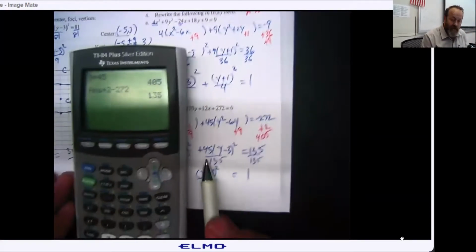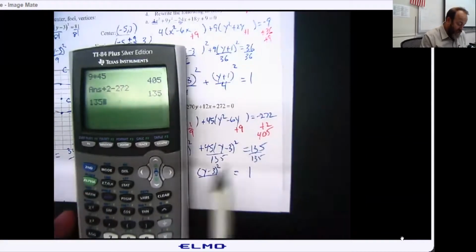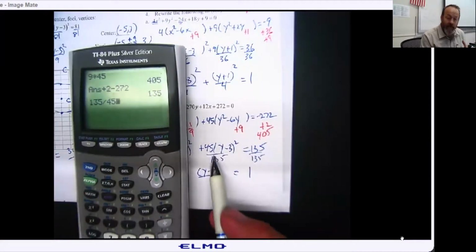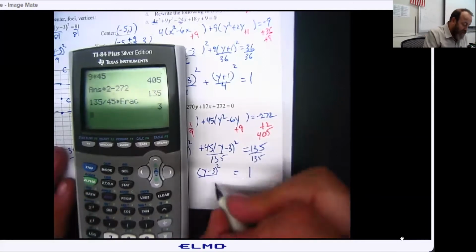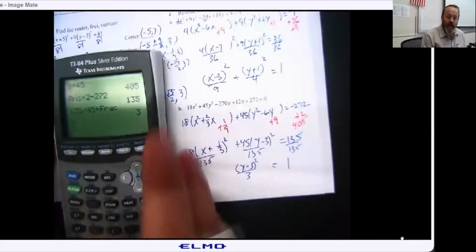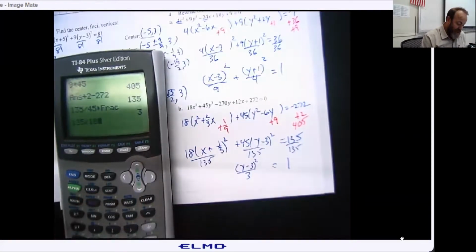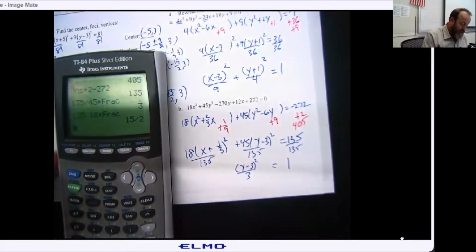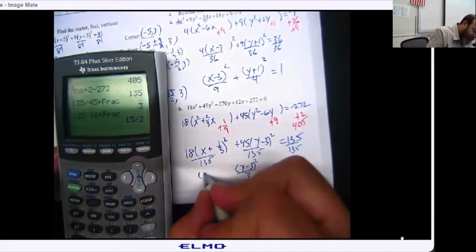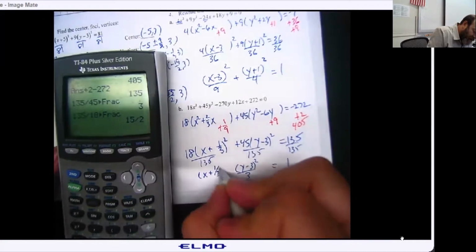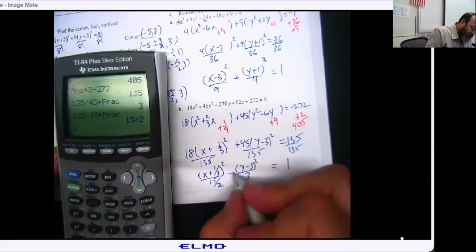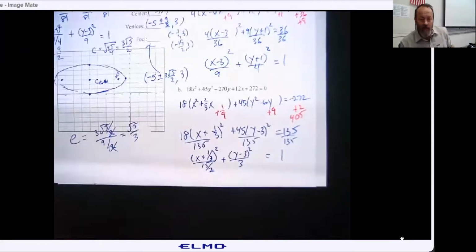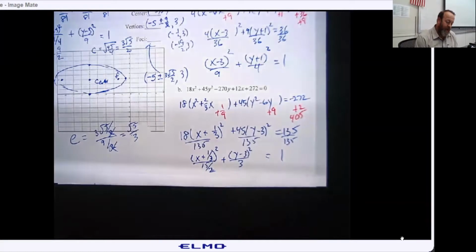So if I wrote this as an upside down fraction, 135 over 45, remember multiplying by a fraction is dividing by its reciprocal. That's just the number 3. And then over here, if we took 135 over 18, that's the fraction 15 halves. So rather than writing it in this way, I could put 15 halves in the bottom, and that would be an ugly ellipse in terms of how it would play out, but that is a valid form in h-k form that we were hoping for.